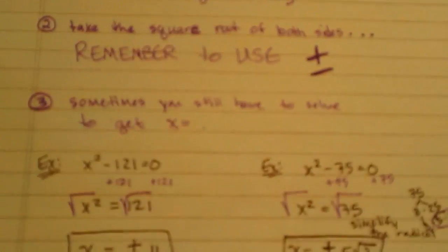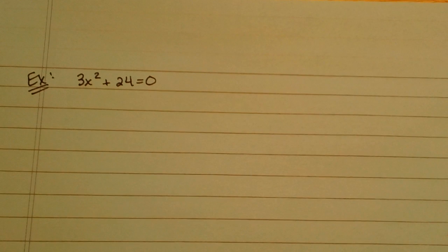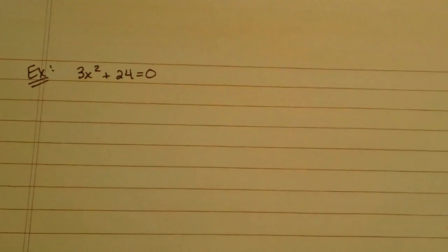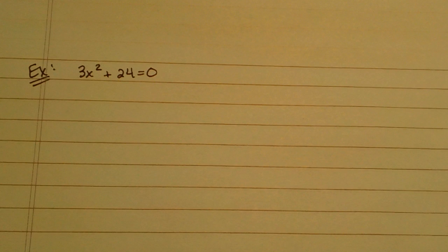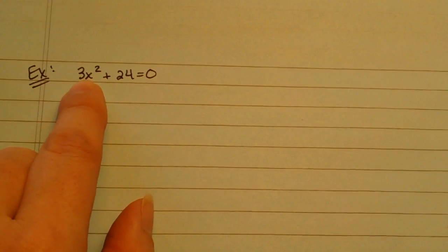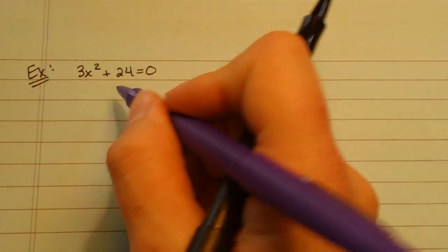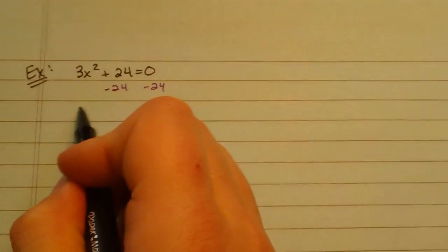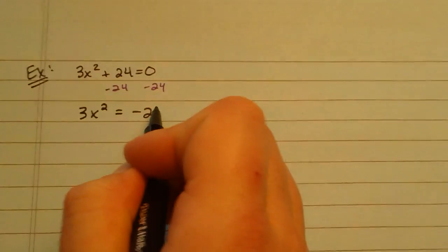Let's get into some more detail with examples. Let's see. How about 3x squared plus 24 equals 0? We still need to isolate the squared thing. You can see that this time the squared thing is still an x squared, but it has a times 3 out in front of it. So we need to subtract over our 24. So we get 3x squared equals negative 24.